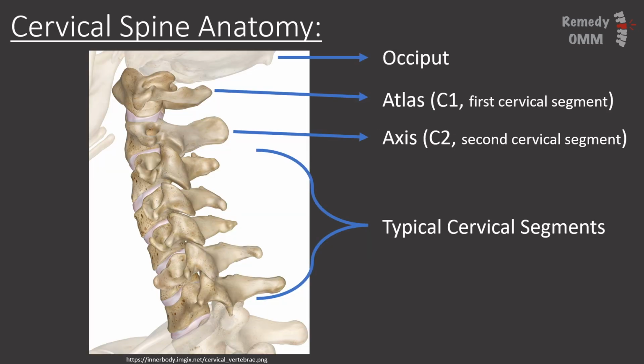The cervical spine, compared to the thoracic or lumbar spine, has some unique structures. These structures allow the cervical spine to be broken down into three main sets, as you can see here. And we'll talk more in depth about these sets as we go through this lecture.